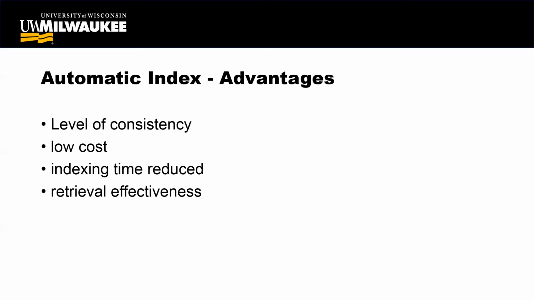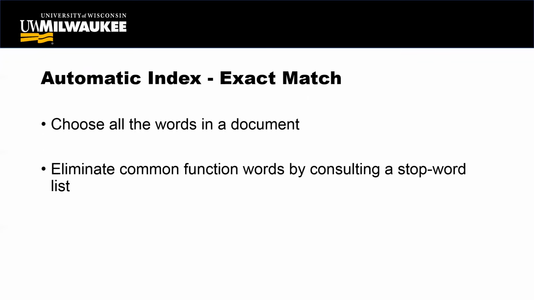The advantage is that comparatively it's pretty consistent, because indexers might have different sorts. It's low cost, it can be done quickly, and retrieval can also be more effective. Automatic indexing uses exact match. They choose all the words in a document. Then they eliminate common function words. We call them stop words, words that have no meaning, like a, the, those articles, or of, and. Those are not meaningful words. So we eliminate them because people won't search for them. It doesn't make sense because every article has them.